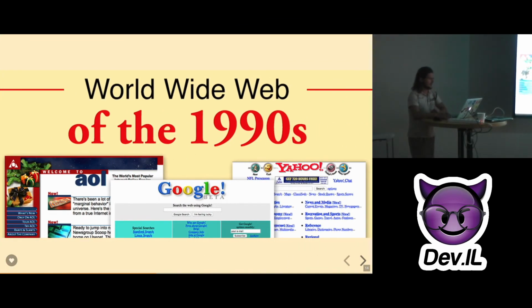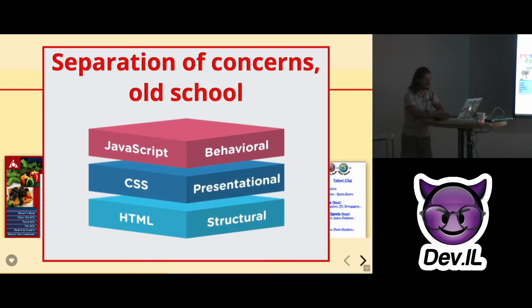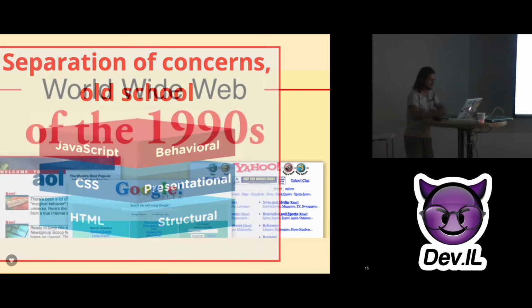Okay? And although this is how the World Wide Web, the information superhighway, I don't know if you remember that expression, this is how it looked like back in the 90s. It needed a separation of concerns which looked like this. Pretty sure all of you are familiar with this. You have HTML, which is content. Above that you have CSS, presentation, and above that you have JavaScript, which is behavioral or whatever you call it.